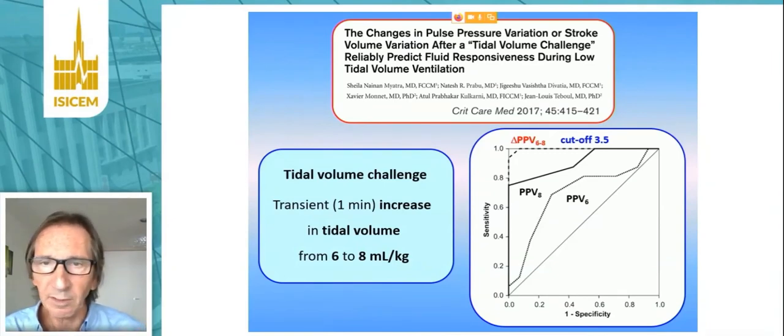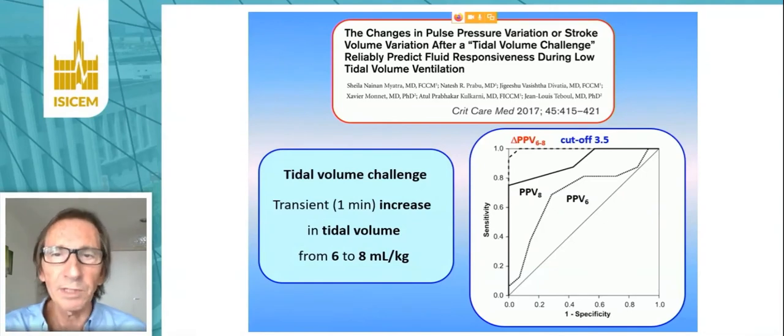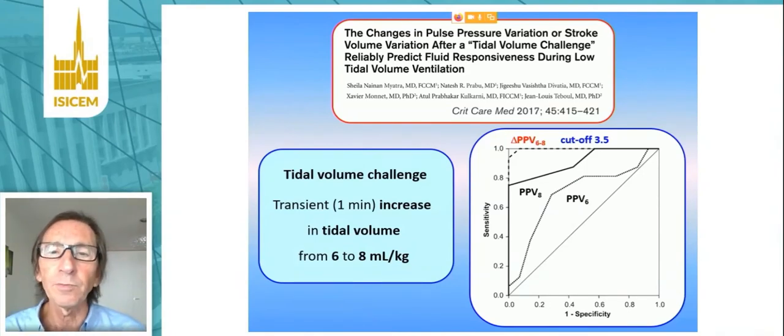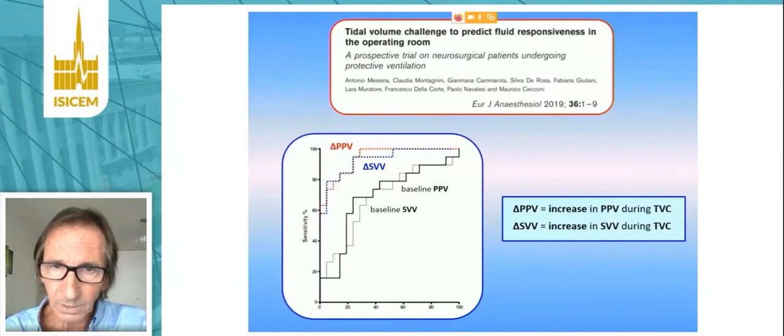For example, if you have a PPV of 7%, you increase tidal volume from 6 to 8 ml per kilogram, and now if PPV is around 11% or 12%, you can assume that the patient will respond to fluid administration. If PPV increases from 7% to 9%, you can assume that the patient will not respond to fluid administration. So it is very easy, very simple to do.